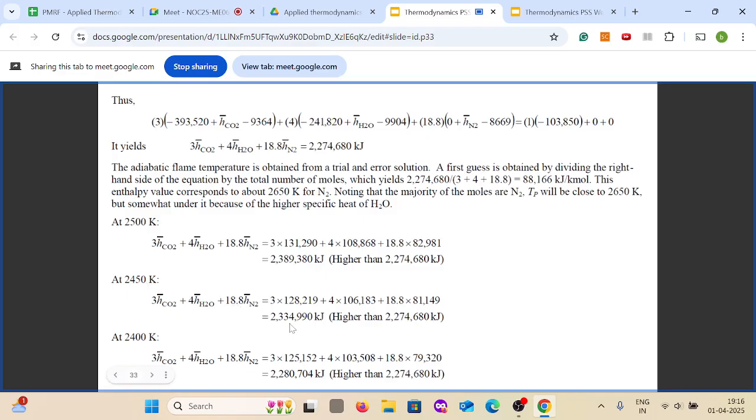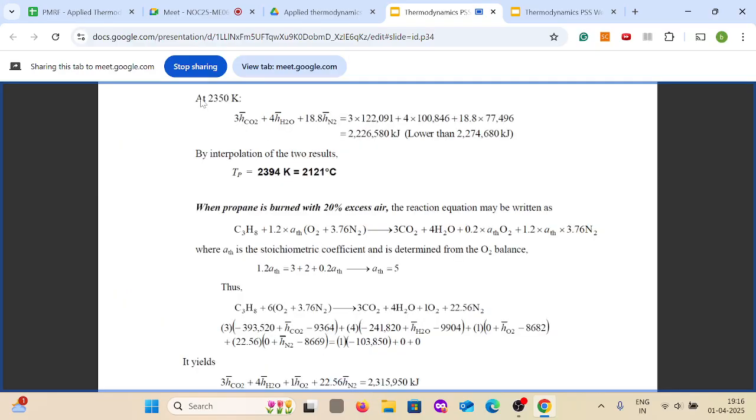Then we find it's still higher, we get 23,034,990 instead of 22,074,680. Then we reduce the temperature again, and still it is a little bit higher compared to the required value at 2350. These two, you can find. So your temperature is 2121 degrees Celsius, which is your adiabatic flame temperature.